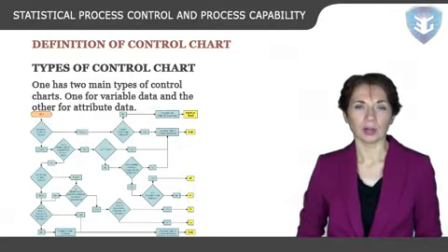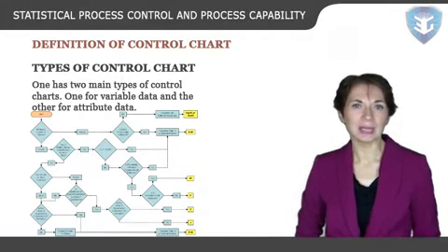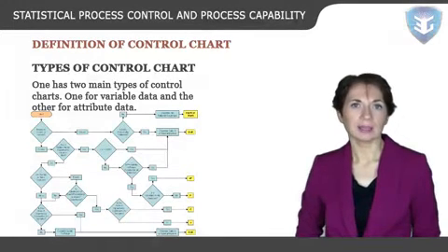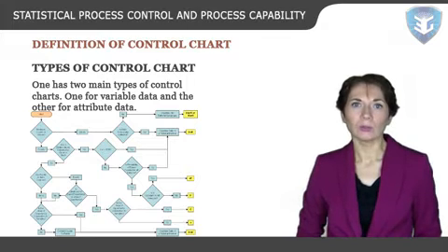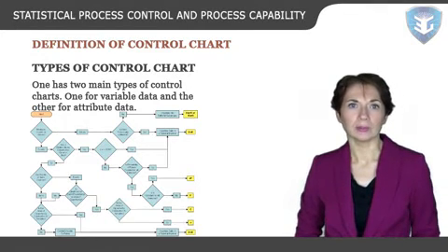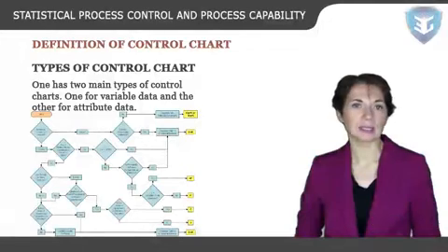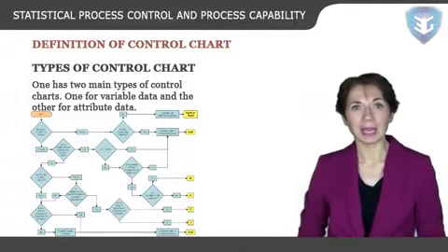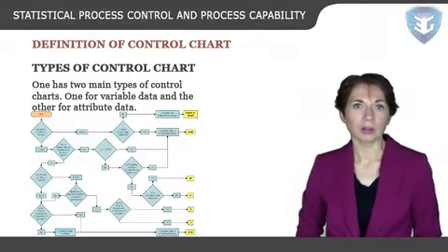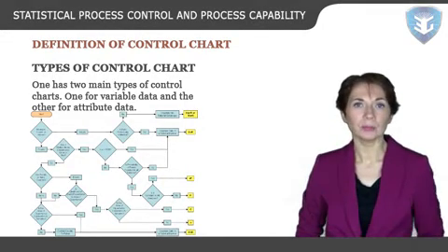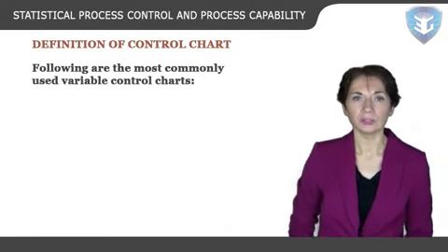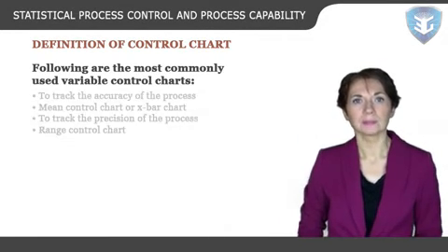Types of control chart. One has two main types of control charts, one for variable data and the other for attribute data. Since now the worldwide current operating level is number of parts defective per million parts produced, described as ppm, control charts for attribute data have no meaning. Following are the most commonly used variable control charts.